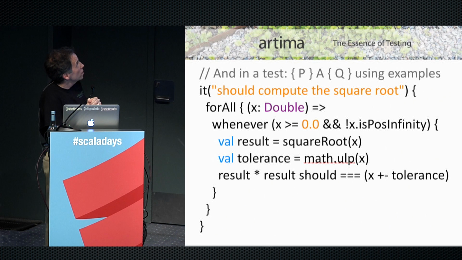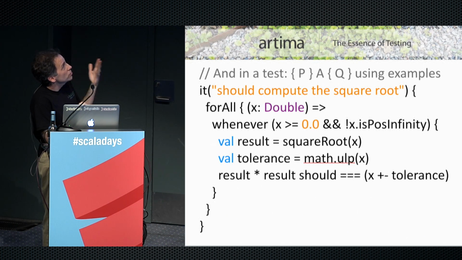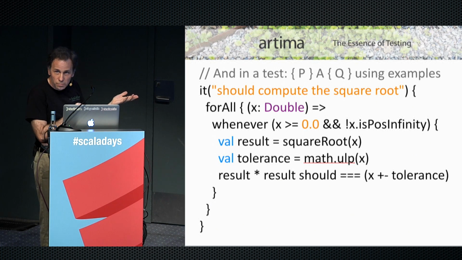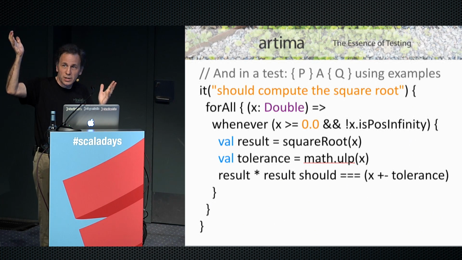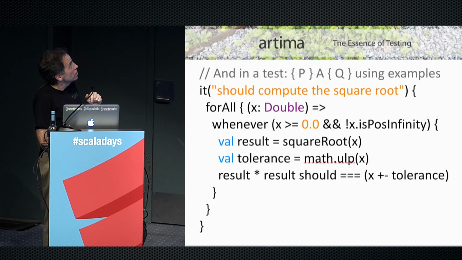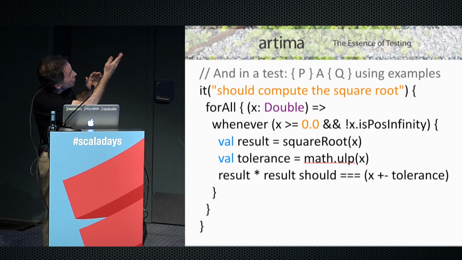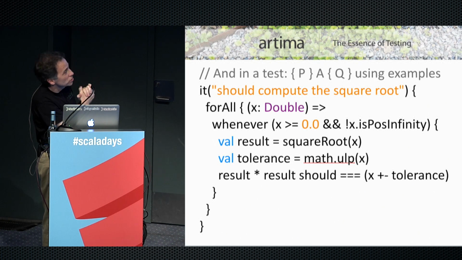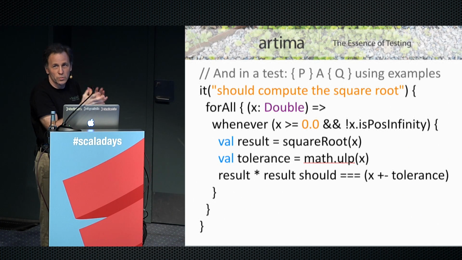So what I did in this case is I said for all. So this one says for all x of type double, whenever x is greater than or equal to 0 and is not positive infinity, and that's the precondition, right? That's the P. Then I have the A right there, square root of x, and then I have the Q, which is the postcondition check. So that's what we do.